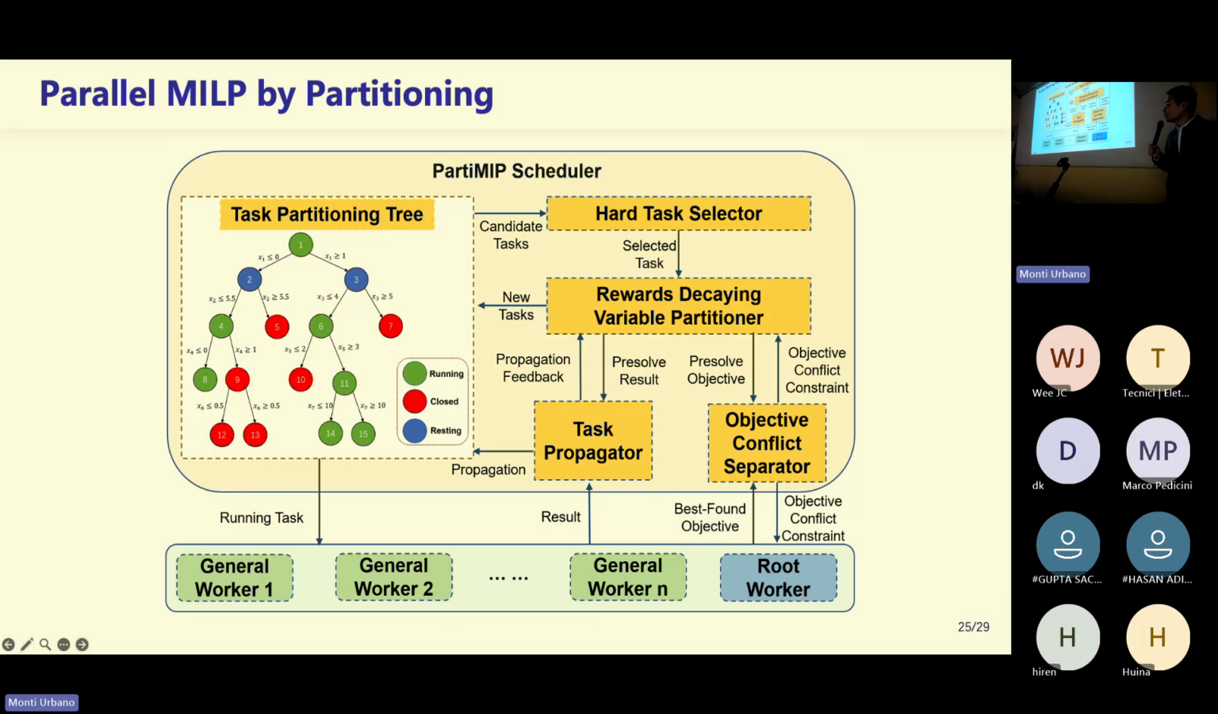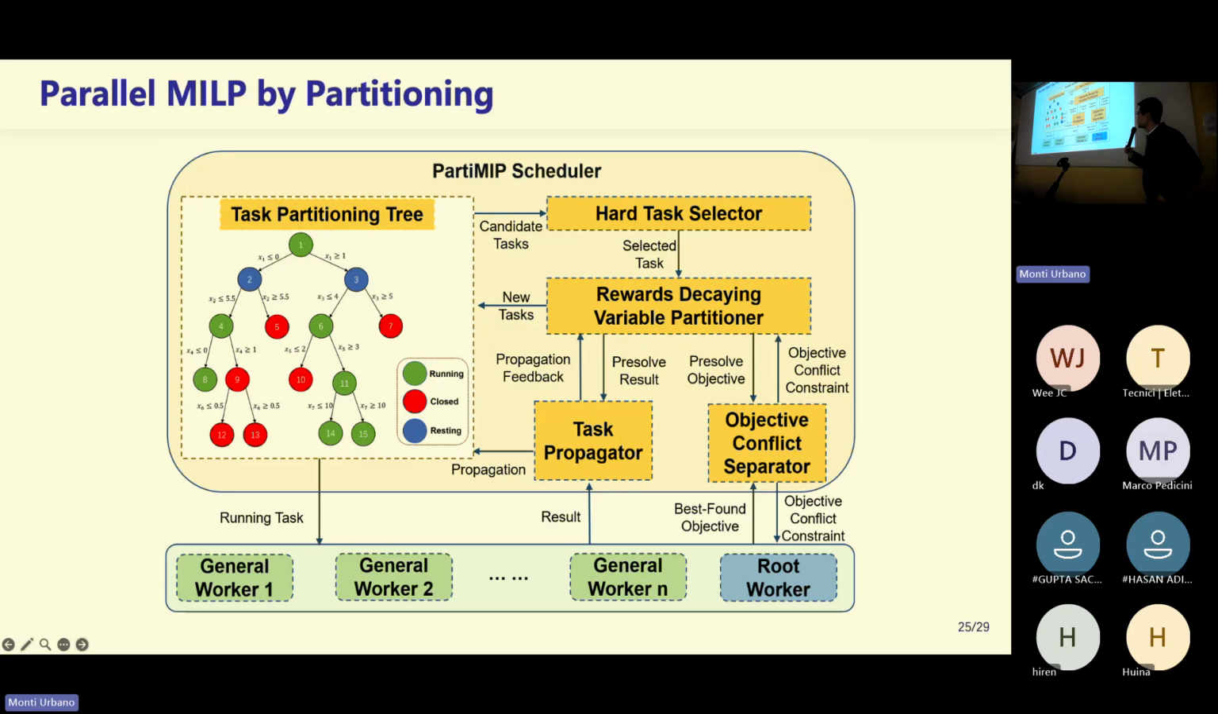Okay, the last one, for MILP, we designed a partitioning framework. And this is the whole picture of the framework. We maintain a task partitioning tree. In this tree, we distinguish 3 different cases for the nodes. We have running nodes, meaning this subproblem is being solved. We have closed nodes, that means this subproblem has been solved. And we have some nodes resting, waiting for other results.